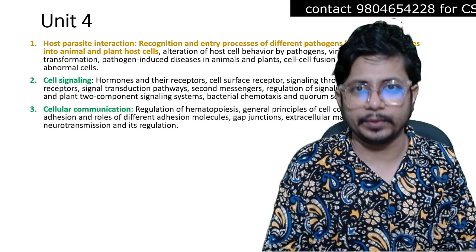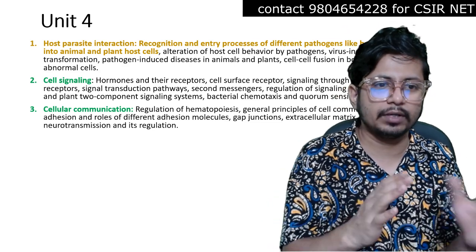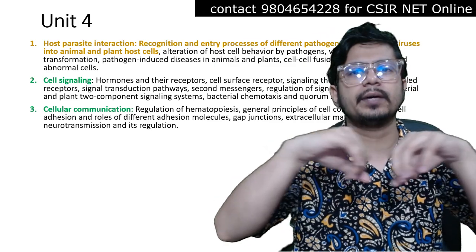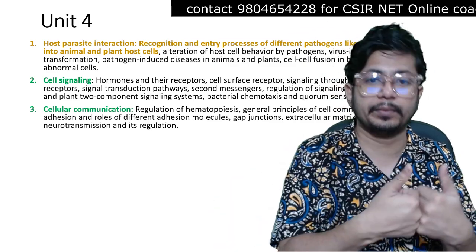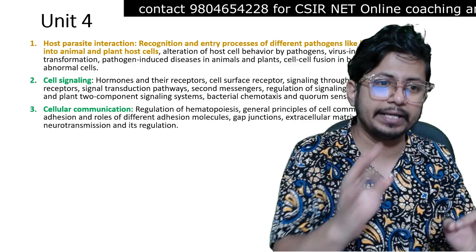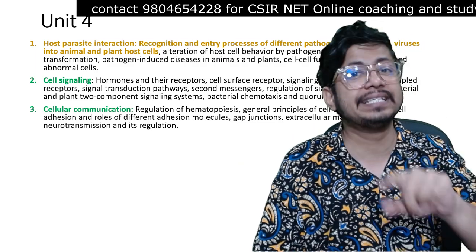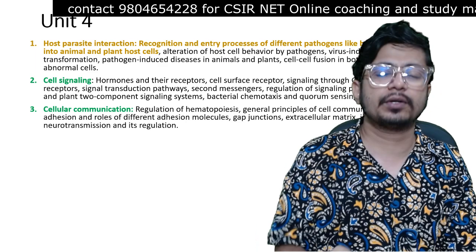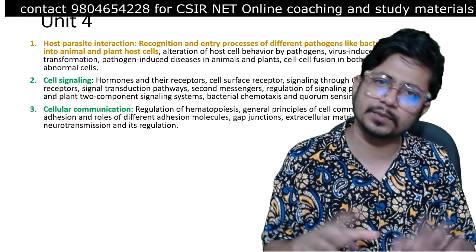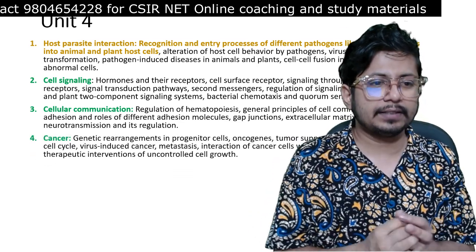Next is cellular communication. Regulation of hematopoiesis is important, and cellular communication means intercellular communication, how two cells communicate with themselves. Eukaryotic cells communicate with themselves, and there are gap junctions, tight junctions, extracellular matrix structures, integrins, neurotransmission. This part is also equally very, very important. In every single CSIR NET question paper, you're going to find a question from gap junction, tight junction, desmosomes, hemidesmosomes, integrins related to that. Very, very important topic.